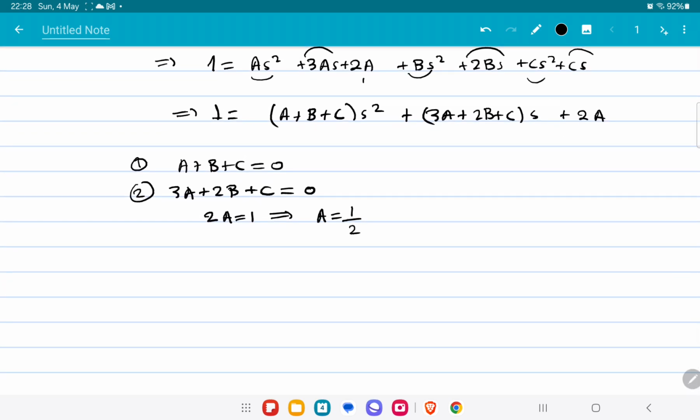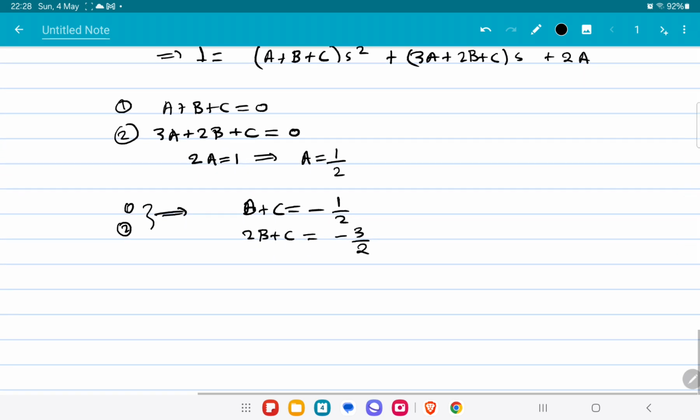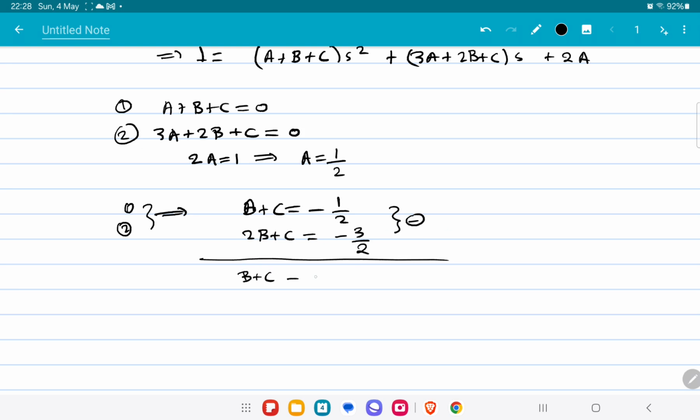Now let's substitute A back into 1 and 2. So I have B plus C equals minus A, which is minus a half, and here I have 2B plus C equals minus 3 halves. I solve this linear system, so I subtract by parts, and I have B plus C minus 2B minus C equals minus a half plus 3 halves.